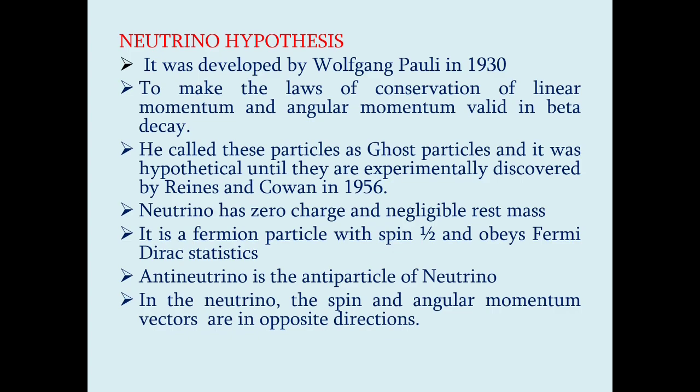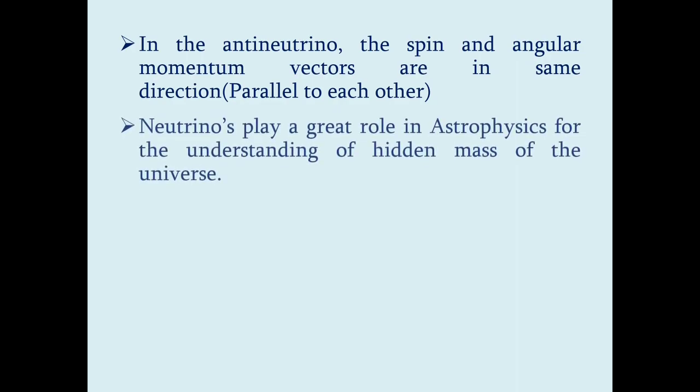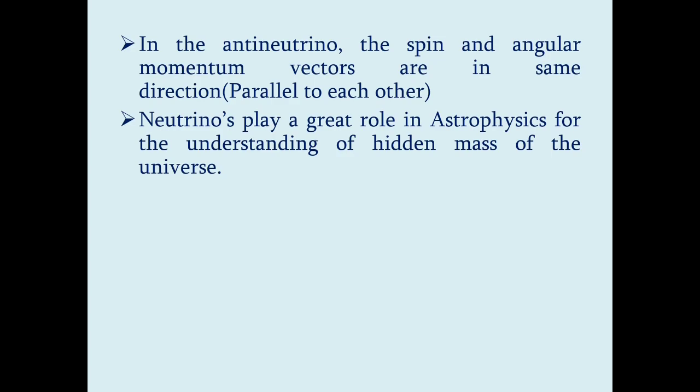But in the neutrino, the spin and the angular momentum vectors are in opposite directions, while in the antineutrino, the spin and the angular momentum vectors are in the same direction, that is, parallel to each other. This is the only difference between the particle and antiparticle of the neutrino. The spin and the angular momentum vectors direct themselves in different directions.